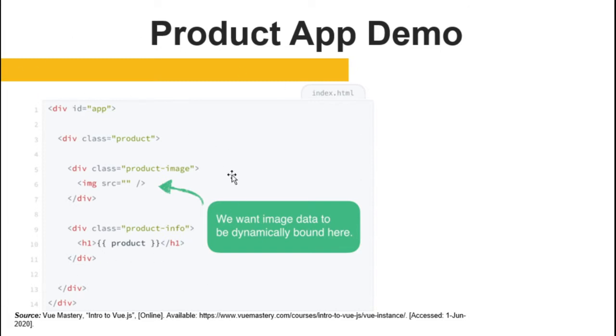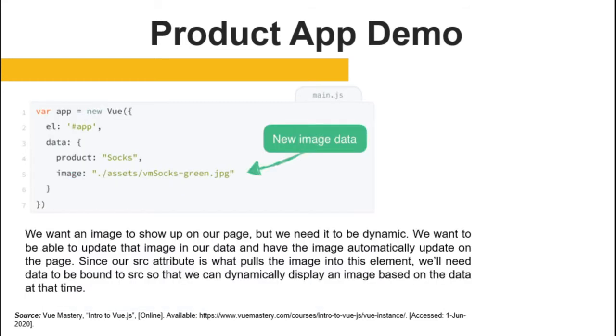Later on, I will discuss the purpose of using div class product, product image, and so on. Then in our main.js, we will put values inside our model, which is the data property. Inside data, we will define product with socks as the value and image having a string which represents the URL of the image. That will be displayed.